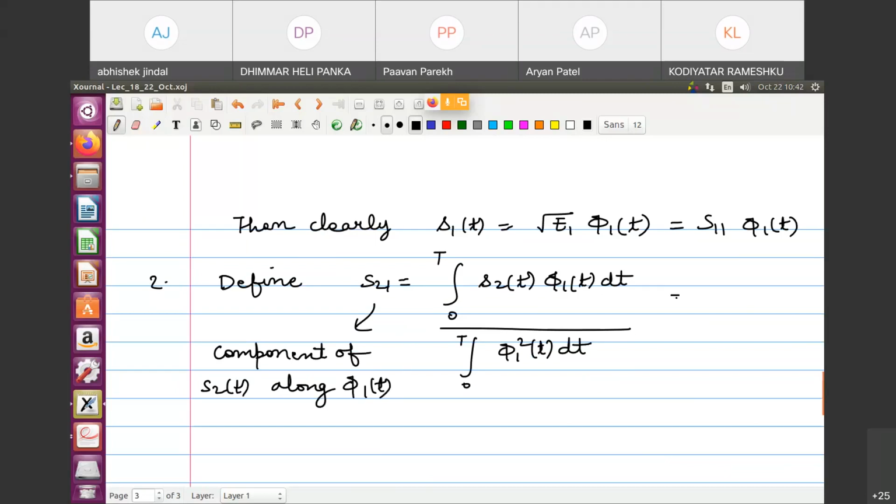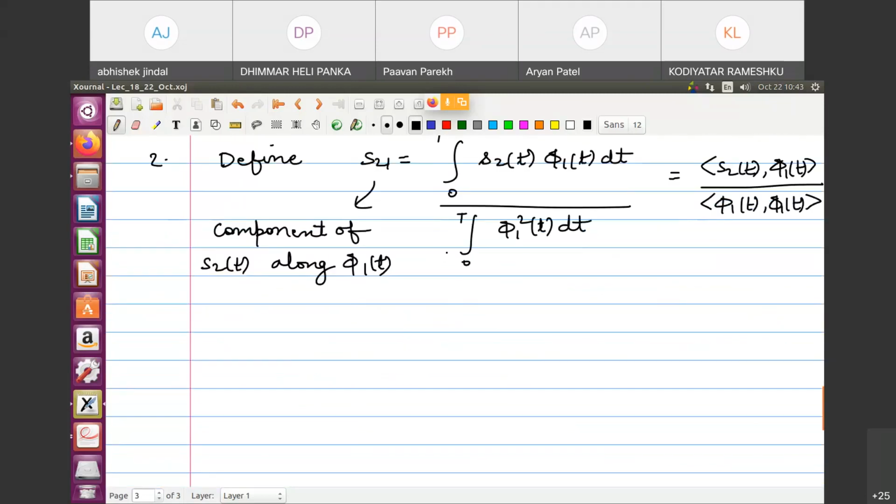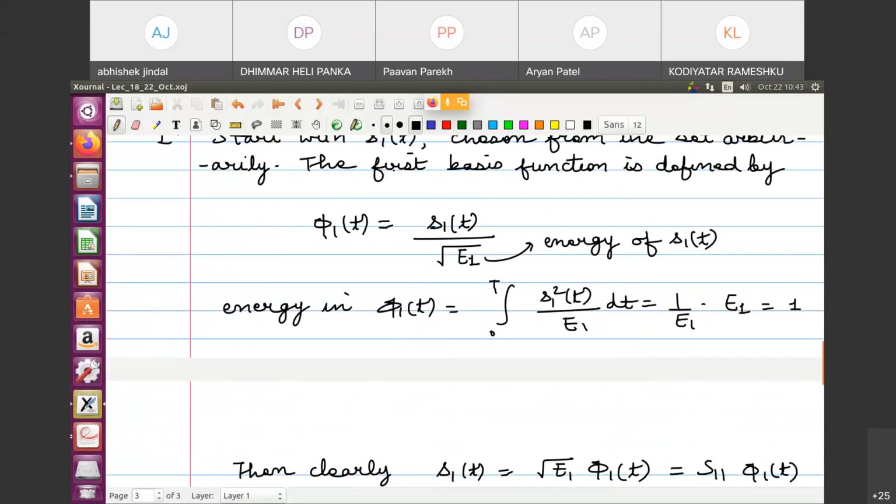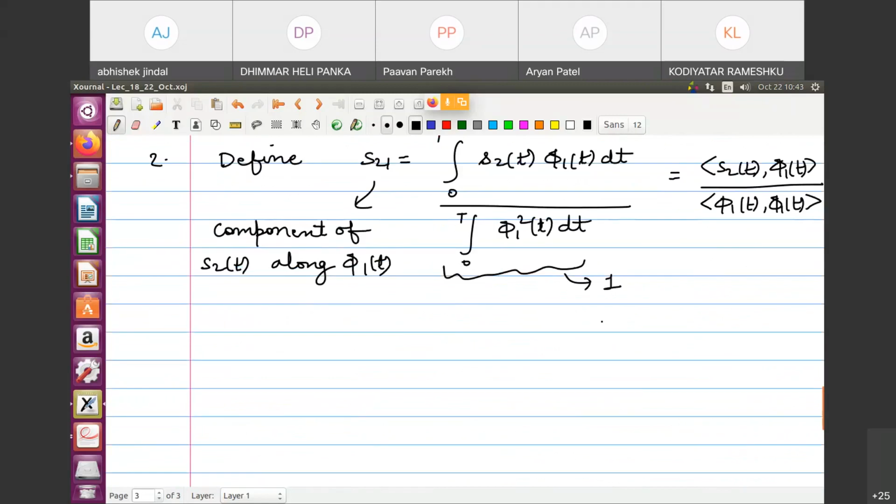How do you find the component? This is basic, nothing but the inner product of S2(t) with phi 1(t), divided by the norm square of the vector on which I am projecting. So I am projecting on phi 1. Now you know that this denominator is 1 by design. We have already shown that the energy of phi 1(t) is 1. So when S21 is defined like this, you create another signal which is now orthogonal to phi 1(t). How do you do that? You simply take this signal and subtract the component of it along phi 1.